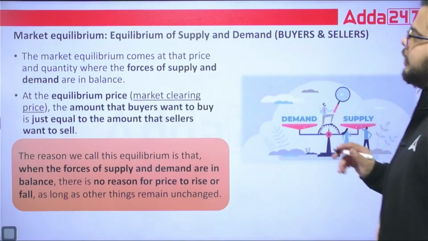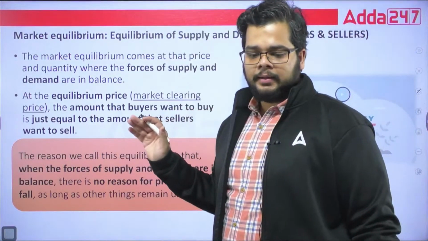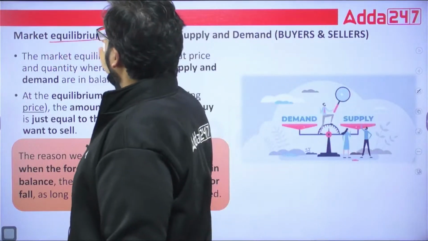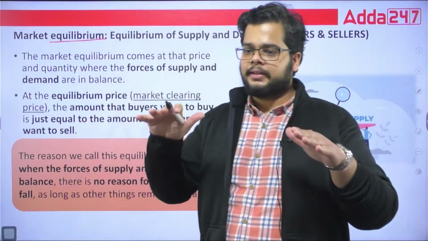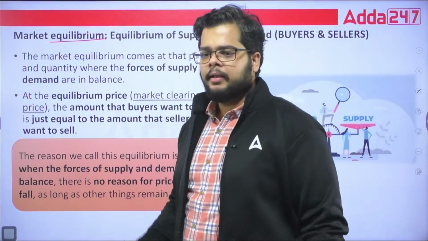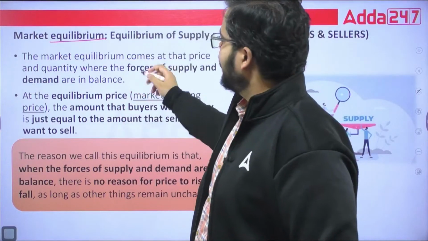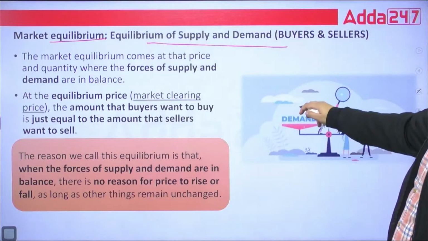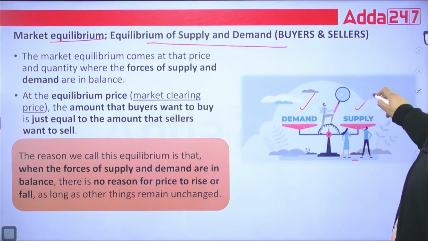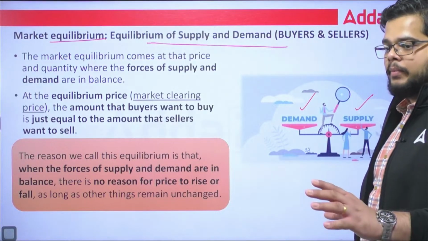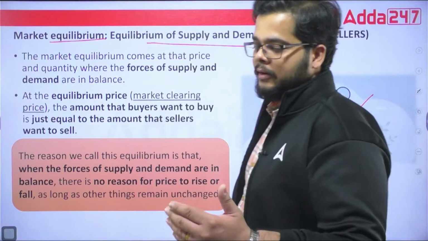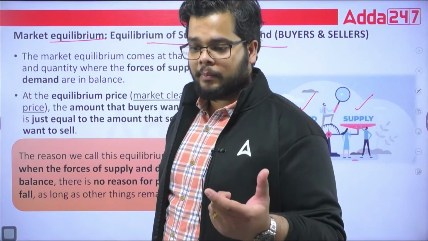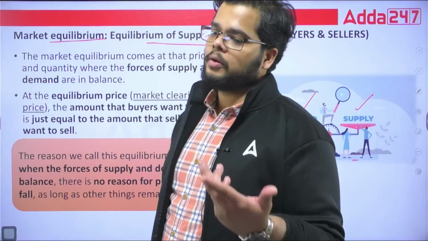Fine. Now let's see what we mean by market equilibrium. Equilibrium per se refers to equality, a fine balance being maintained. The same is the case here also: equilibrium of supply and demand. So when the demand and supply forces are equal, then we will say that equilibrium has been established in the particular market, which is also known as market equilibrium.